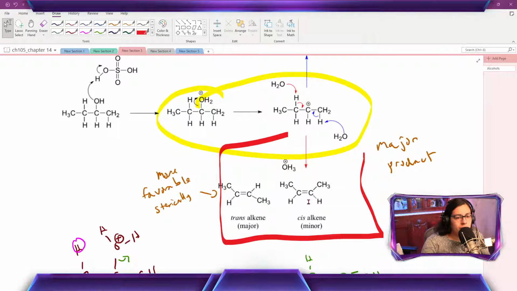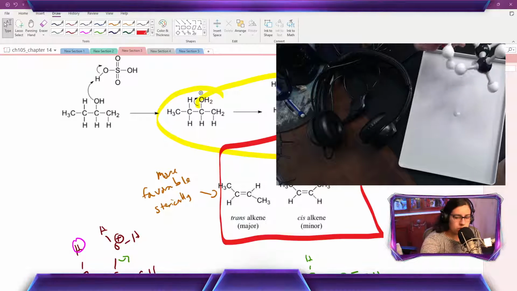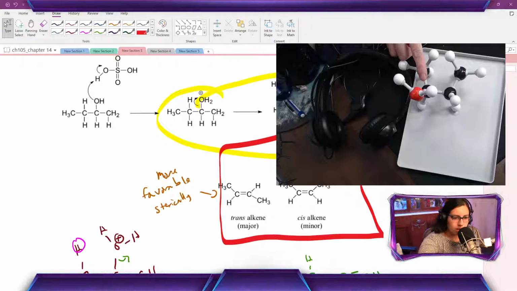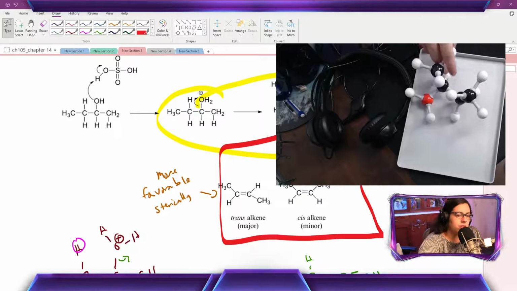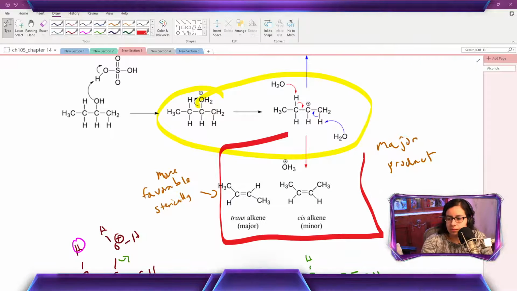And so our cis, where they're on the same side, this could still happen. These are oriented close. But of course you have some steric hindrance from here, so hence why that's a minor product. And this trans is going to be our major product. Any questions on that part right here?